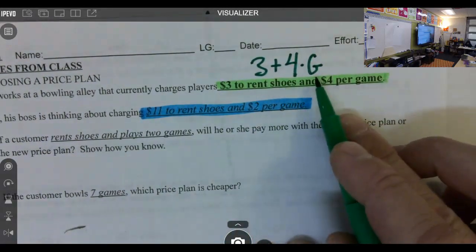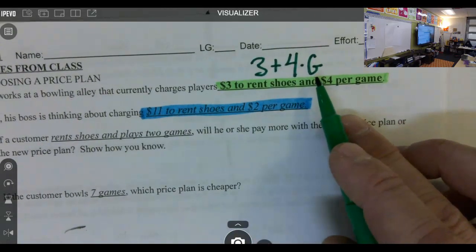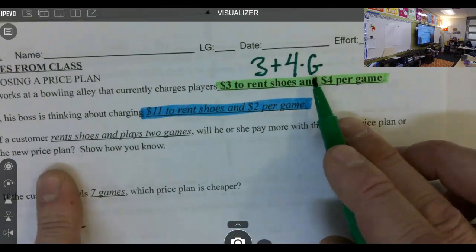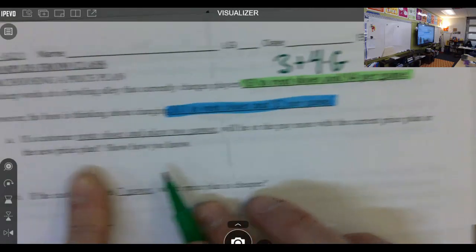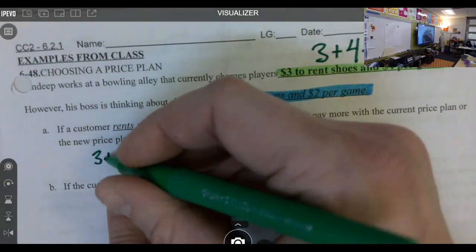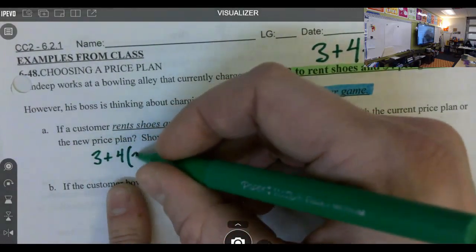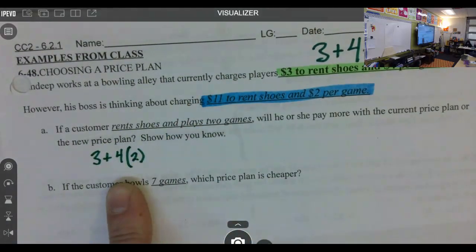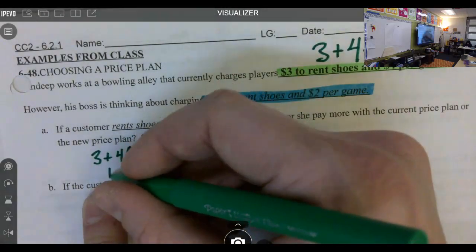If we didn't know how many games we were going to play, then when we come down here for 2 games, we could just do 3 plus 4 times 2. What's 4 times 2? 8 plus 3? 11.